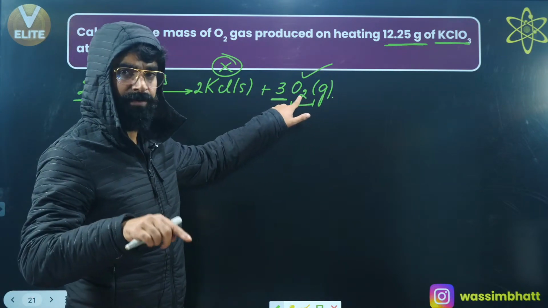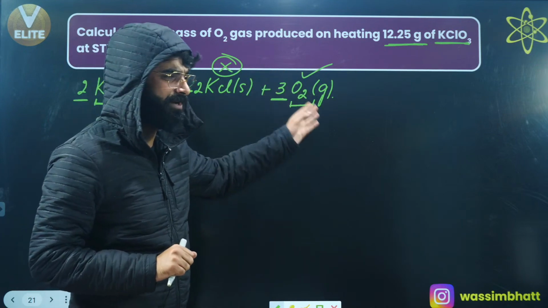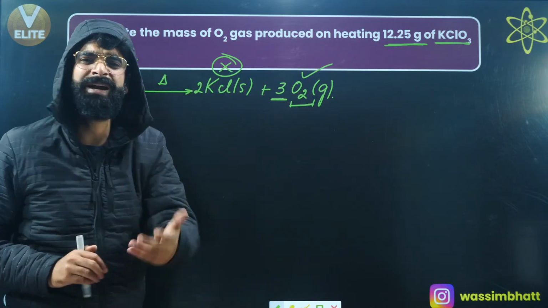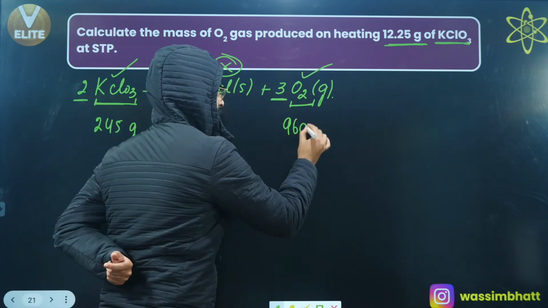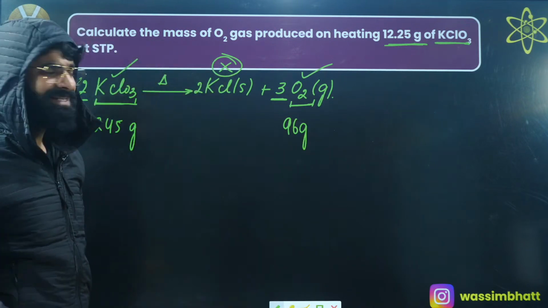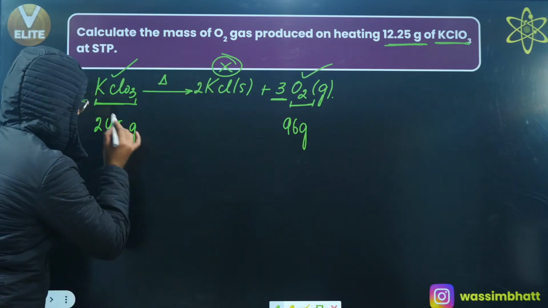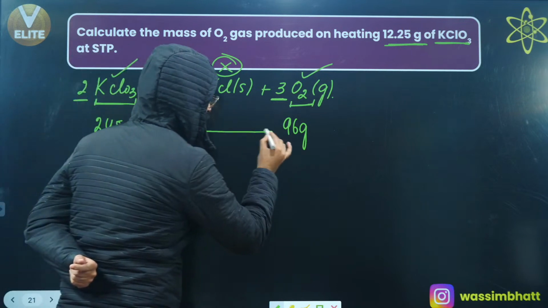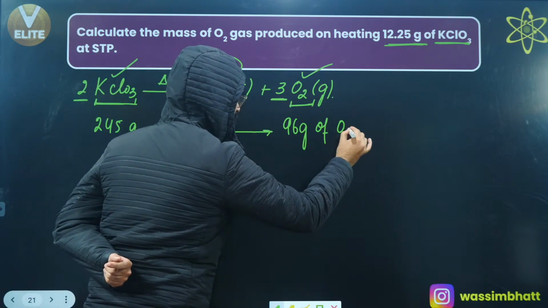If the mass of 1 mole of oxygen is 32 grams, what is going to be the mass of 3 moles of oxygen? 32 multiplied by 3, that means 96 grams. Right? Can I say something like this? Can I say 245 grams of KClO3 gives 96 grams of oxygen?